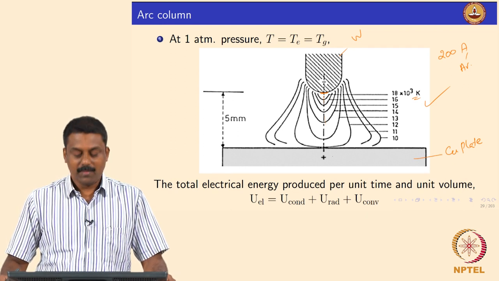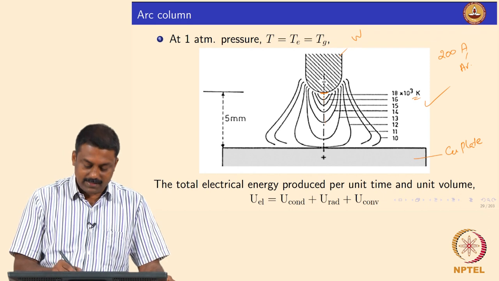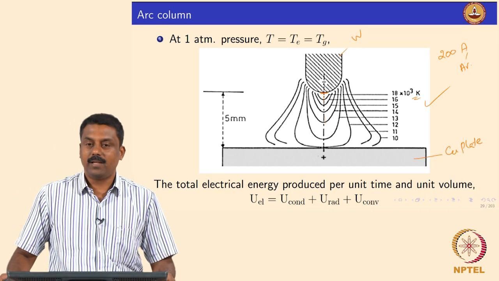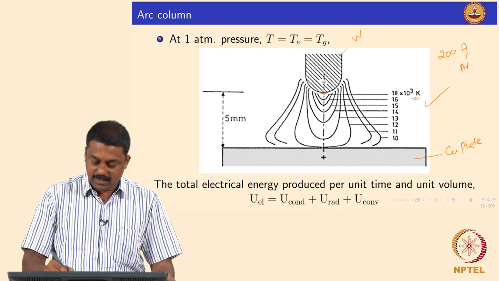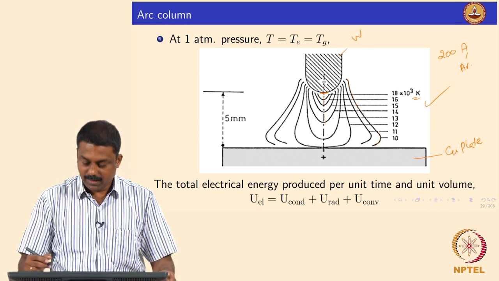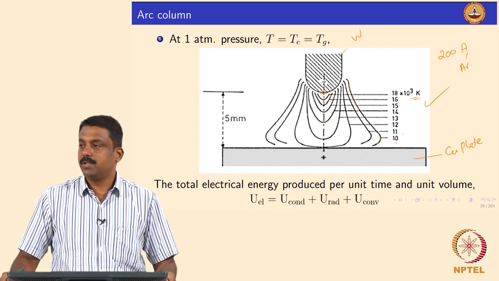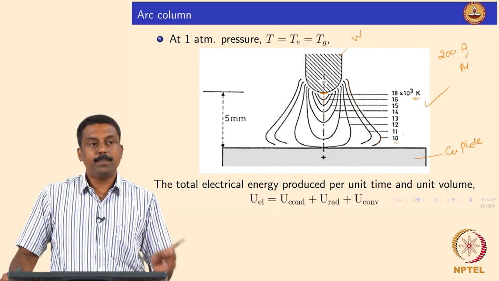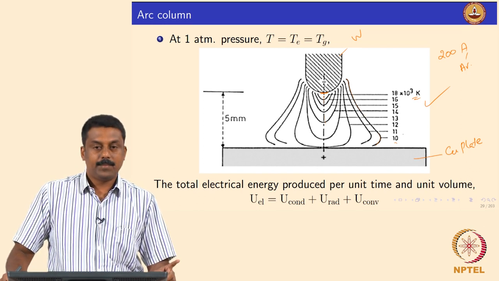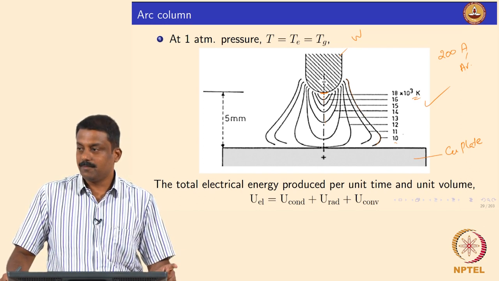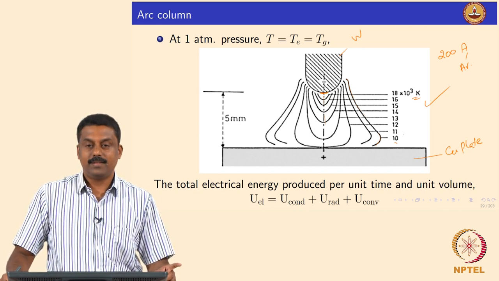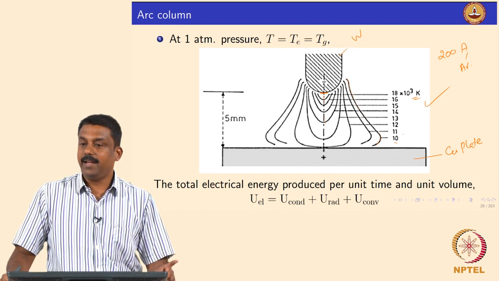It's clear. Now if you look at the temperature distribution, obviously at the center of the arc column the temperature can go up to 18,000 Kelvin. The outer periphery, which is known as the arc envelope, can go up to 10,000 Kelvin. So the temperature of the arc is entirely determined by the nature of the gas which is forming the arc. Why is that? Because the gas determines the ionization.